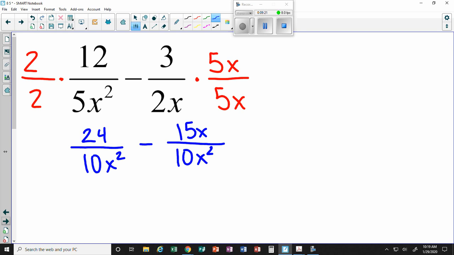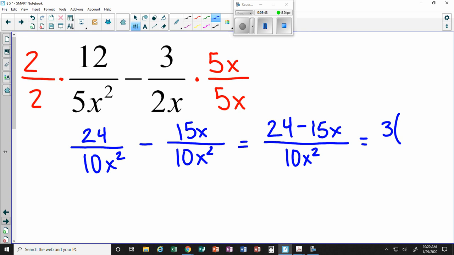So this is just going to end up with what? 24 minus 15x over 10x squared. So now, can I factor? How do I factor the top? Can I factor the top? You can take out a common factor of 3, right? 3 goes into 24 8 times. 3 goes into 15 5 times. 10x squared is only a single term, so I can't factor it. If there's only one term there, it doesn't factor.